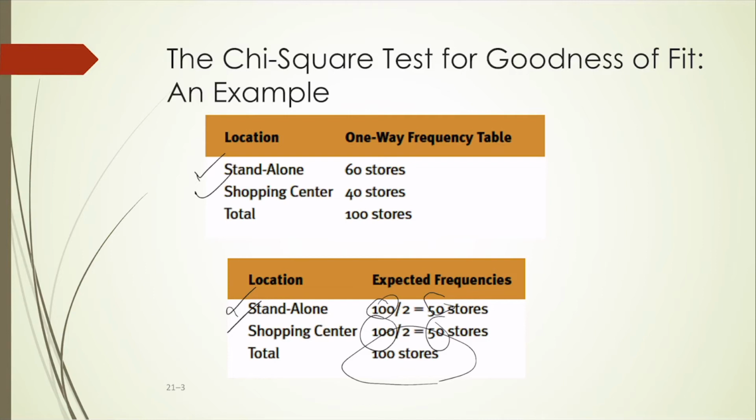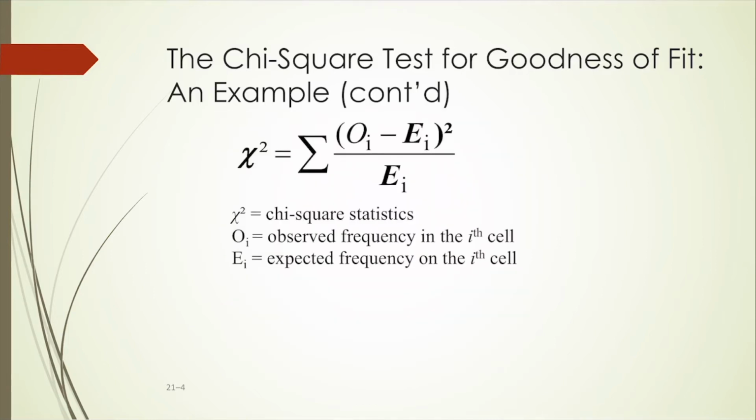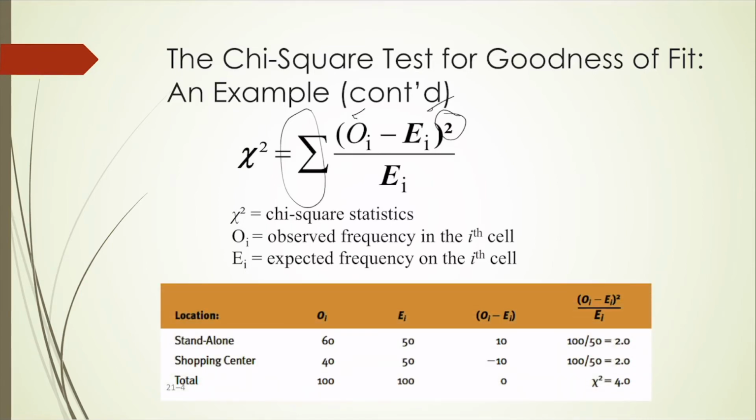Now, here's how you compute the chi-square. The chi-square formula is equal to the sum of the observed frequency minus the expected frequency, squared, divided by the expected frequency. For standalone, because of the randomness and because we weren't sure of the distribution, we gave equal values in the expected frequencies, but the observed frequencies were 60 and 40. So you had a plus 10 here and a minus 10 here, and it cancels out to 0.